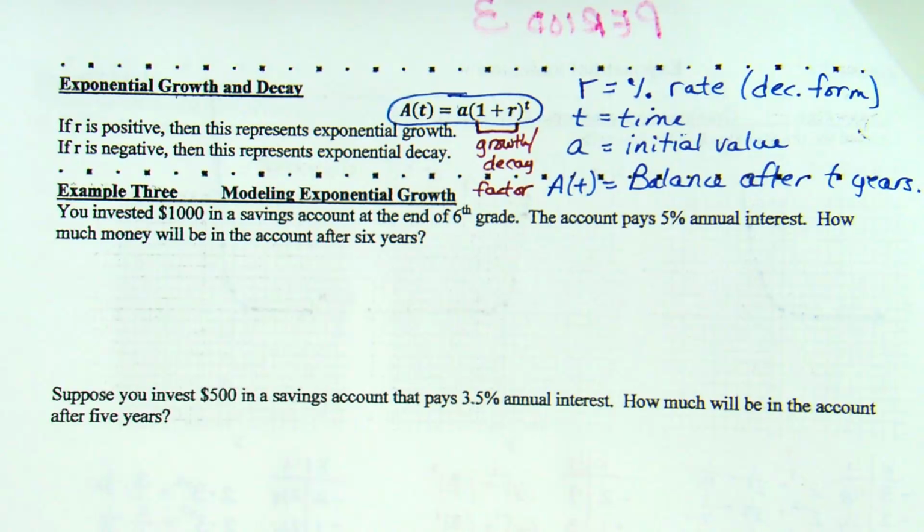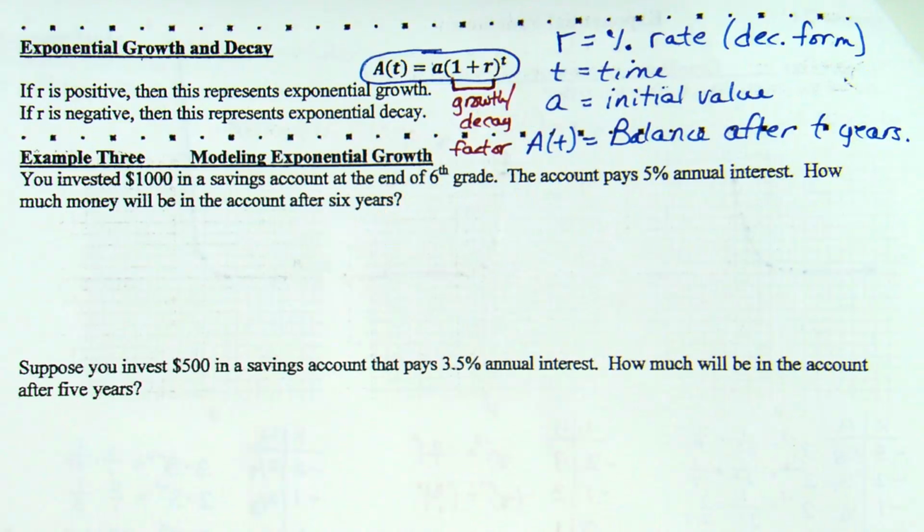Let's look at example 3 here. See if we can get an equation set up. You invested $1,000 in a savings account at the end of 6th grade. The account pays 5% annual interest. How much money will be in the account after 6 years? Okay? So, we are provided a formula, yes? Can you guess what formula we're going to be using?